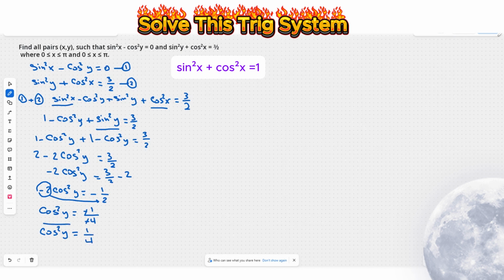At this stage, I'm gonna square root both sides right here, and I'm going to get cos y equals plus or minus 1/2. And now I'm going to draw my unit circle, 0, pi over 2, pi, 3 pi over 2, and all around is 2 pi.